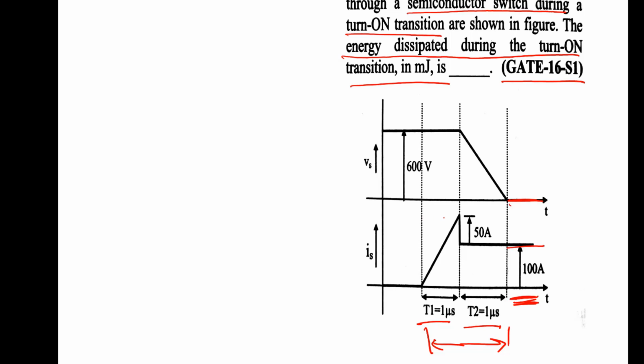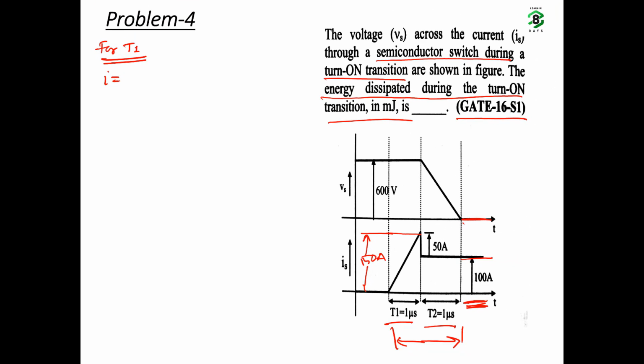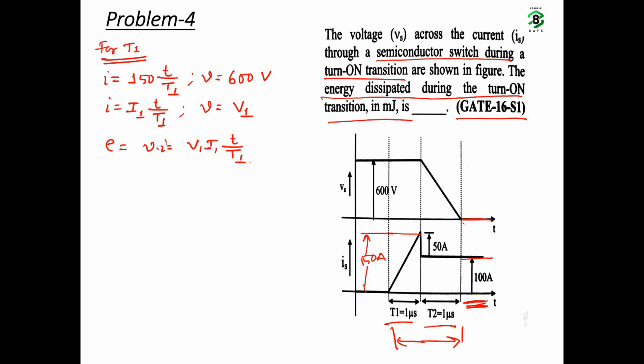So this peak value here is 150 ampere for T1. What is the current expression? Current I can be given as 150 small t by capital T1, and voltage V is a fixed value, that is 600 volt. Let's call this 150 as capital I1, and the 600 volt as capital V1. So small e, that is instantaneous energy loss, can be given as V into I, that is V1 I1 small t by capital T1.